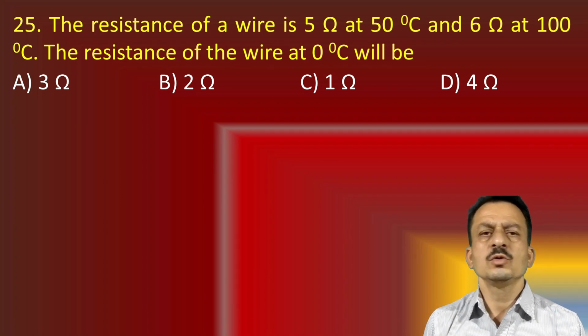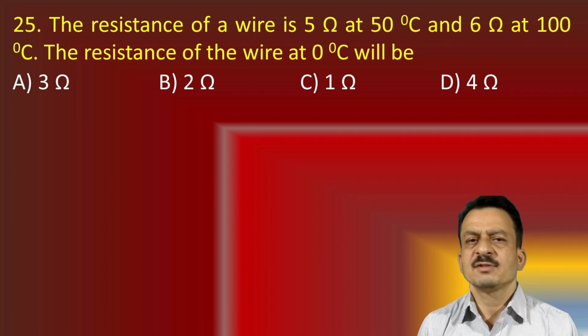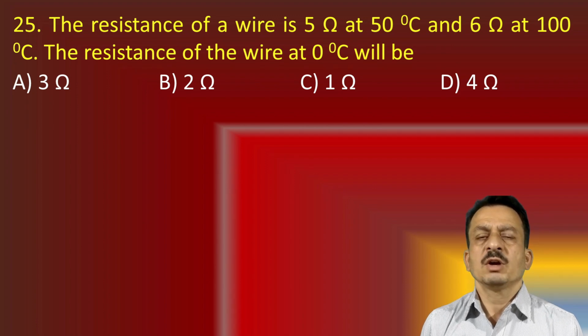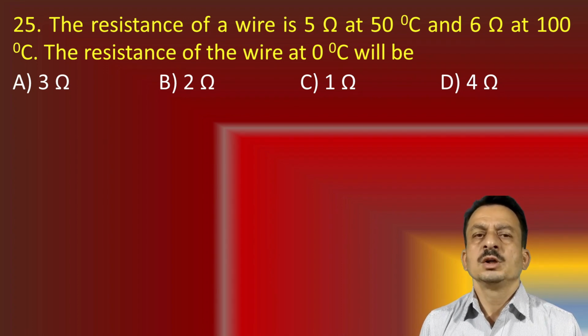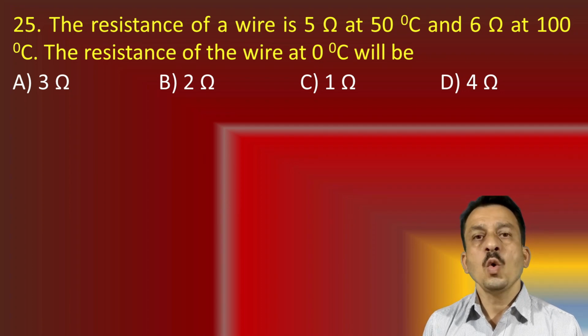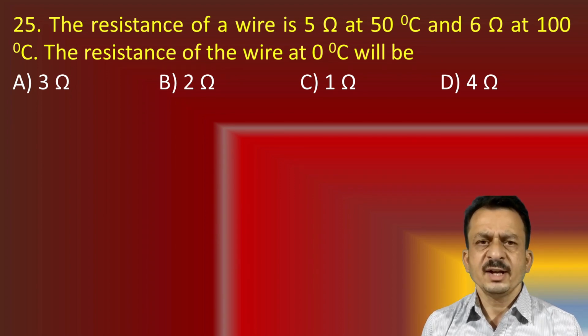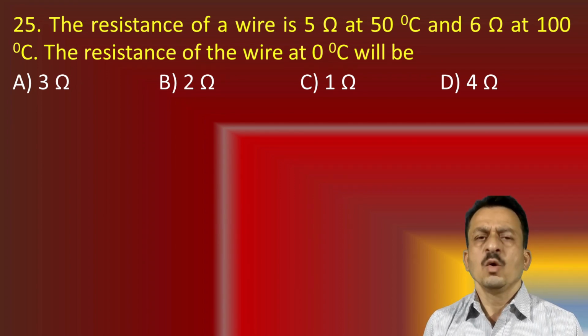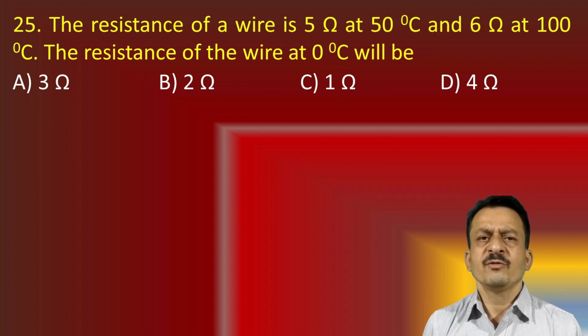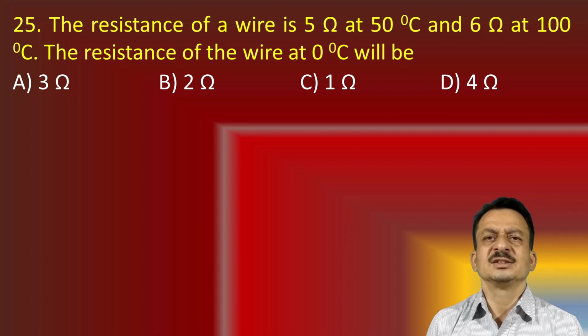Now look here, without doing any calculation, we can easily guess what the answer will be. At 100 degrees Celsius it is 6 ohm, and at 50 degrees Celsius it is 5 ohm. The difference is 100 minus 50, a 50 degree decrease, so the resistance reduced by 1 ohm. 6 minus 5 is 1 ohm. From 50 to 0 degrees, it is again a 50 degree difference. Obviously a 1 ohm difference should be there. Therefore the answer should be 4 ohms. That is, D should be the answer.